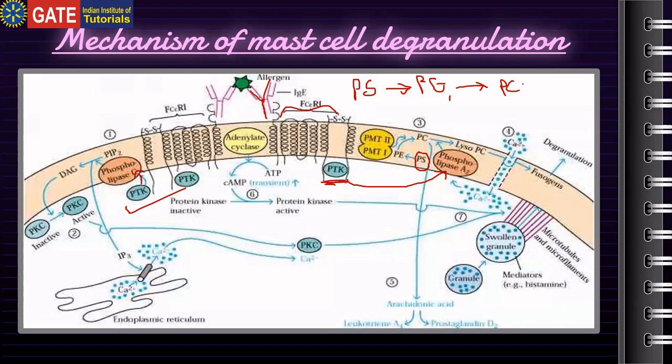Phospholipase A2 activates the PS. PS will stimulate the PE. Now you know PE in the presence of PMT1 and PMT2, you don't need to remember. Just remember that phosphatidylserine is converted into ethanolamine. Ethanolamine in the presence of PMT1 and PMT2 is converted into phosphatidylcholine. Now this is the most important.